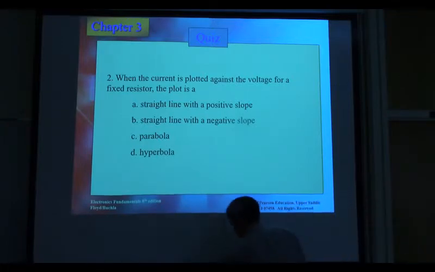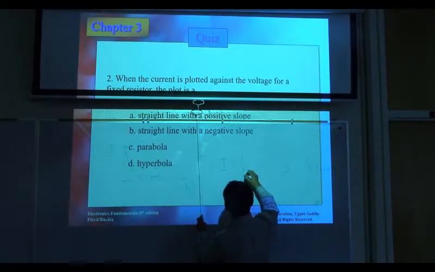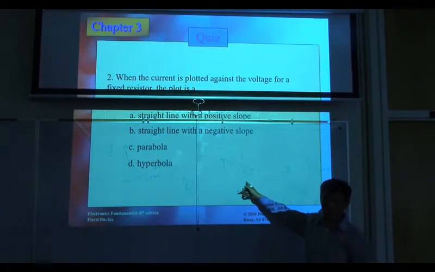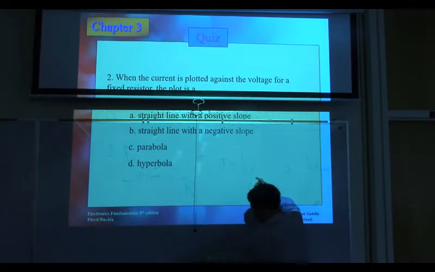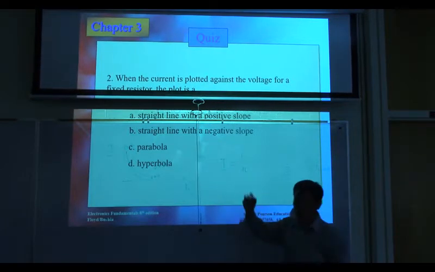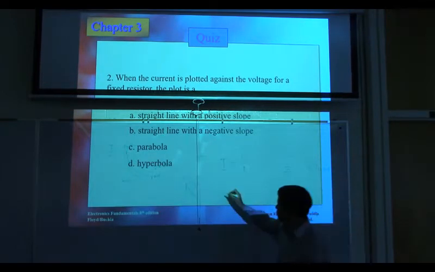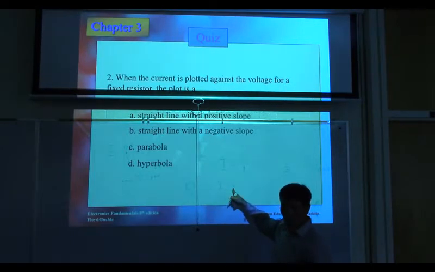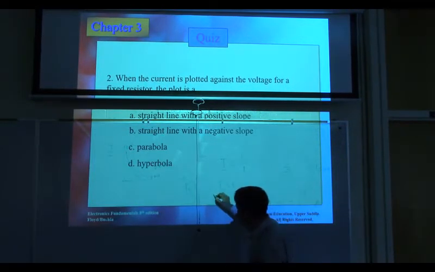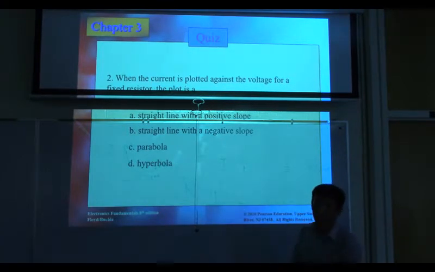Let me draw again. We know Ohm's law: the current equals voltage divided by resistance. In this example, this R is constant. For example, equals 10. Or even better, equals 1. So current equals V. And we draw the current against the voltage. So the voltage is here, the current is here. We draw like this. So it is a straight line.